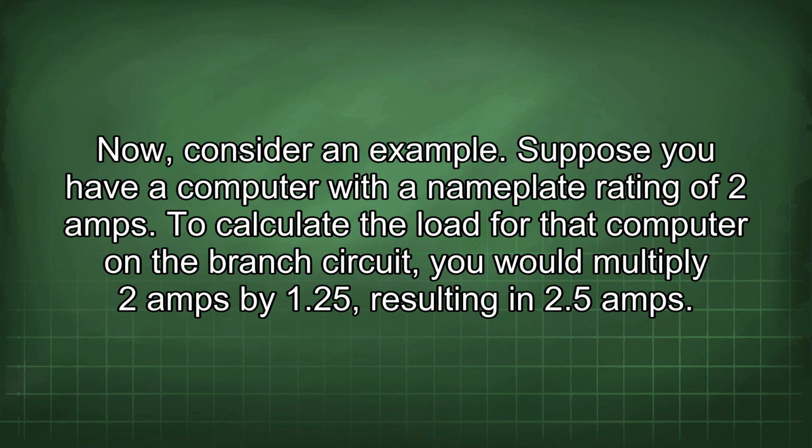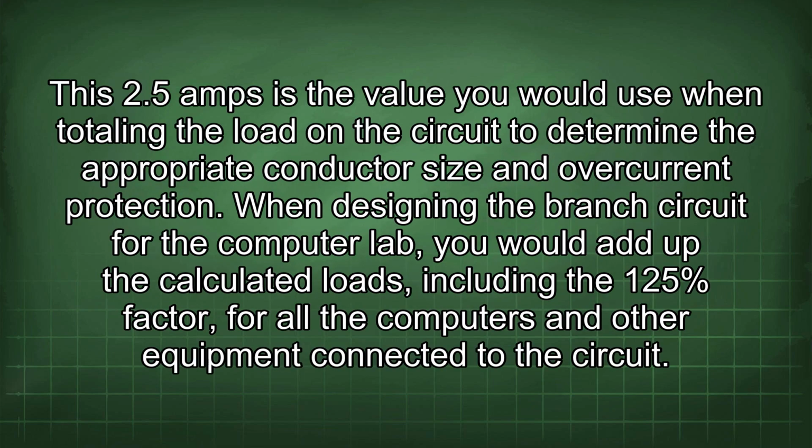Now, consider an example. Suppose you have a computer with a nameplate rating of 2 amps. To calculate the load for that computer on the branch circuit, you would multiply 2 amps by 1.25, resulting in 2.5 amps. This 2.5 amps is the value you would use when totaling the load on the circuit to determine the appropriate conductor size and overcurrent protection.